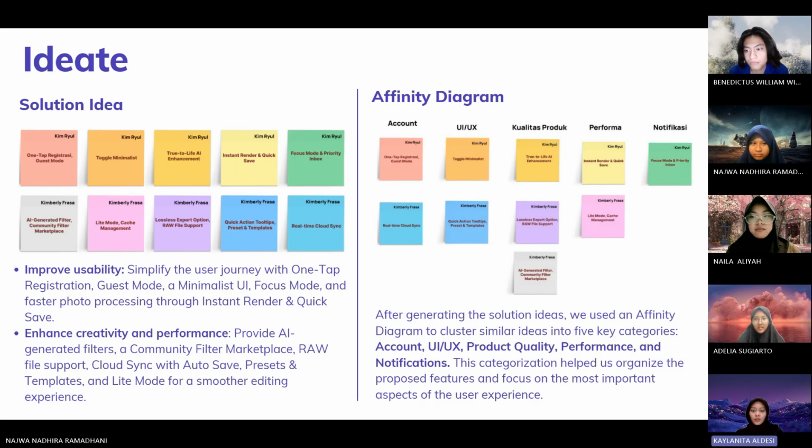Next. Okay, moving on to the ideate stage, we brainstorm solutions and use an affinity diagram to cluster our ideas into 5 key categories: account, UI UX, product quality, performance, and notifications. This helps us organize our features like adding one-step registration, AI enhancement, and cloud syncing.